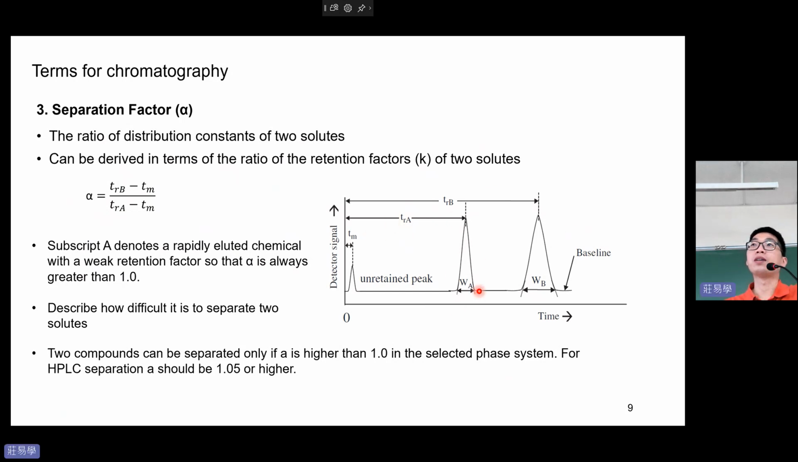So for compound A and compound B, if you get a separation factor of 1, what does it mean? That means these two peaks totally overlap with each other. It's a term to describe how difficult it is to separate two solutes. If you have a factor of 1, they are inseparable. You won't be able to separate them. So two compounds can be separated only if alpha is higher than 1 in the selected phases.